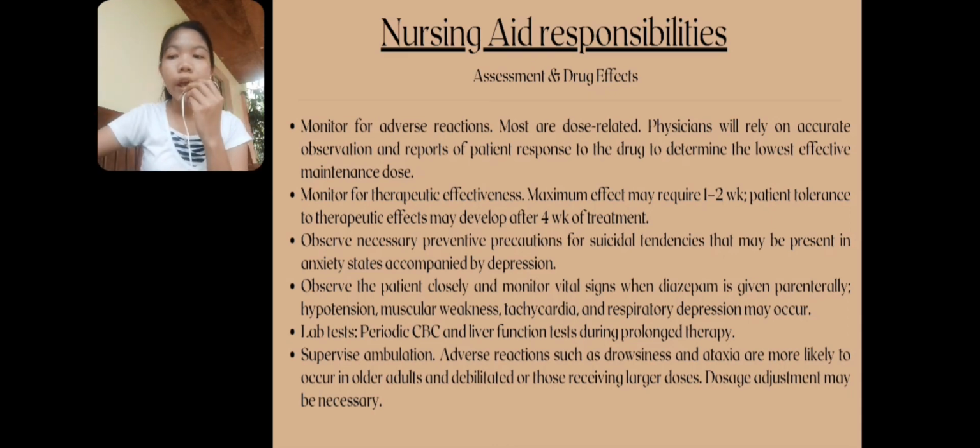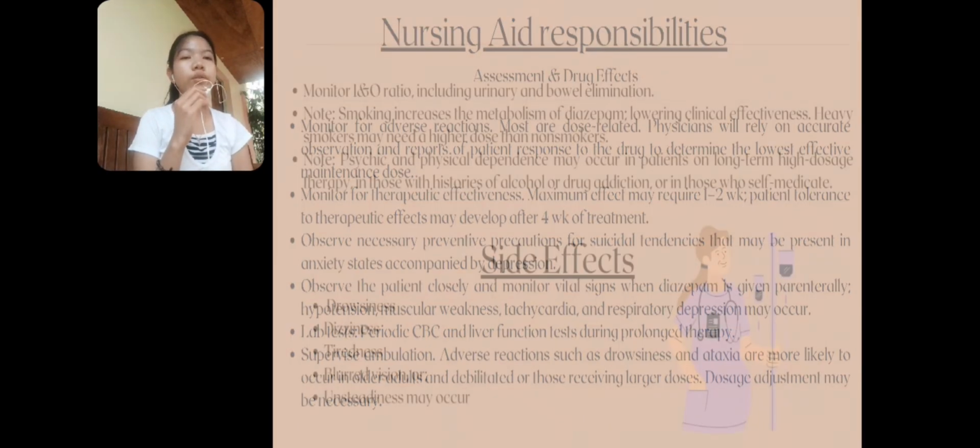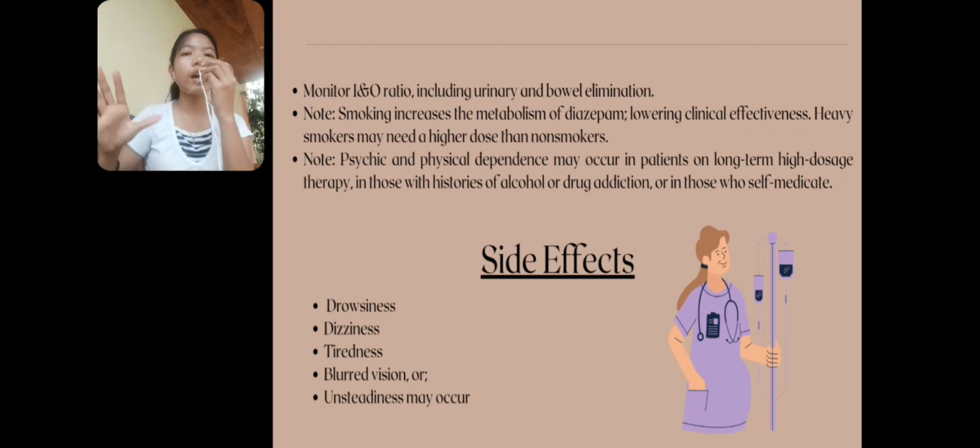Supervised ambulation. Adverse reactions such as drowsiness and ataxia are more likely to occur in older adults, the debilitated, or those receiving larger doses. Dosage adjustment may be necessary. So dosage adjustment is necessary when an adverse reaction such as drowsiness and ataxia occurs. So let's proceed to another. Monitor I and O ratio, including urinary and bowel elimination.